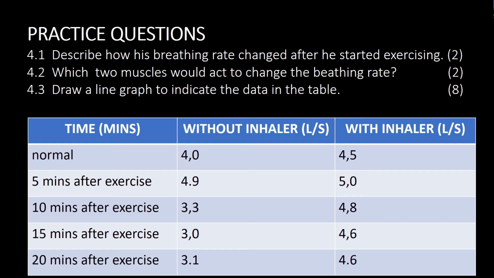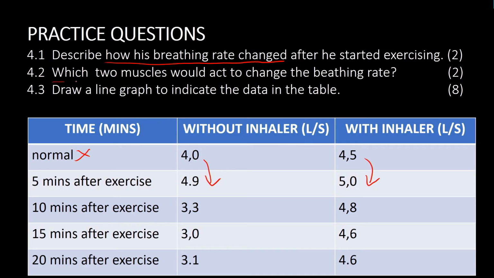Right, starting off, simple questions. Describe how his breathing rate changed after he started exercising, and that is normal here. And with exercise, what happens in both cases? His breathing rate increases. Reason, when he's doing exercises, oxygen must get to the cells and carbon dioxide must be taken away from the cells.